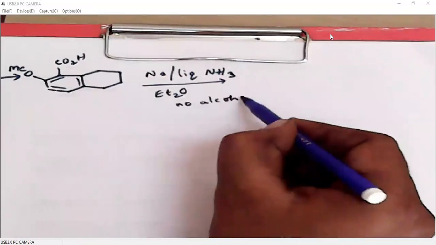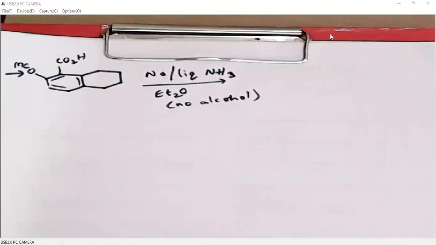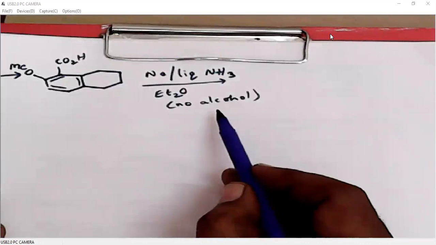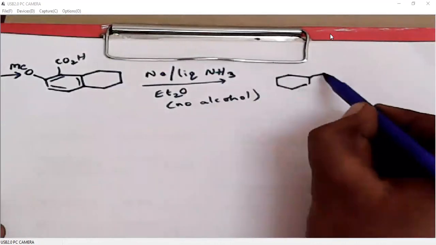If we don't add alcohol, a co-solvent like tertiary butanol, methanol, ethanol or water, then the reduction will continue further. The anion can be used for nucleophilic substitution, to react with another electrophile. In this case we are not adding any alcohol or water, so the generated anion will be there itself.